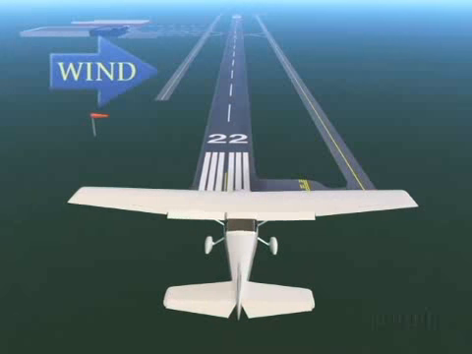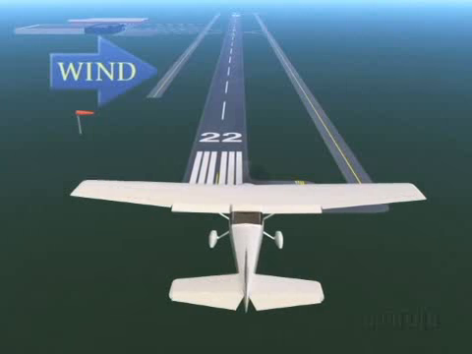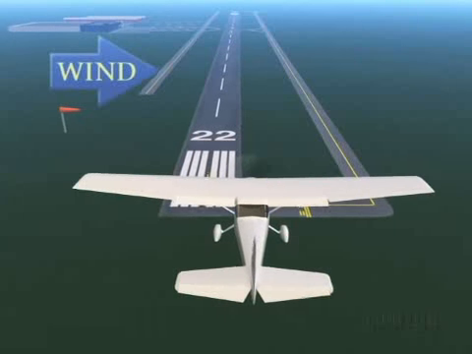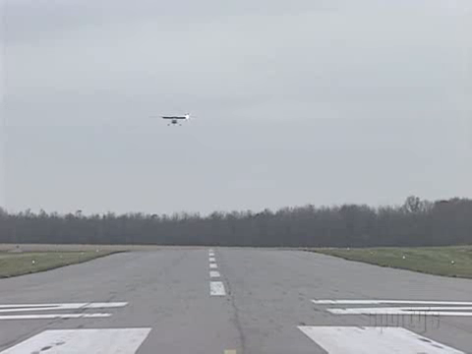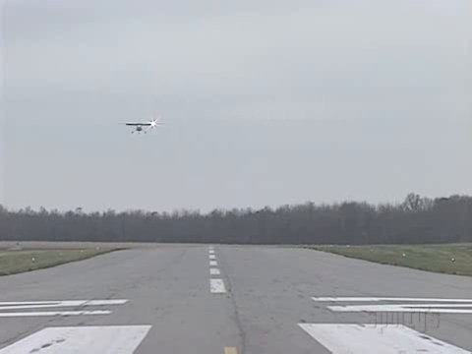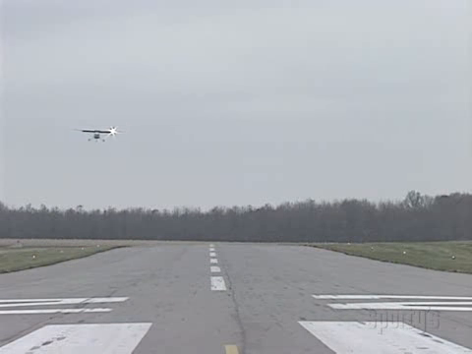On final approach, the crosswind will drift the airplane toward the downwind side. There are two ways to correct for this drift. One method is to use a side slip, and the other is to use a crab.